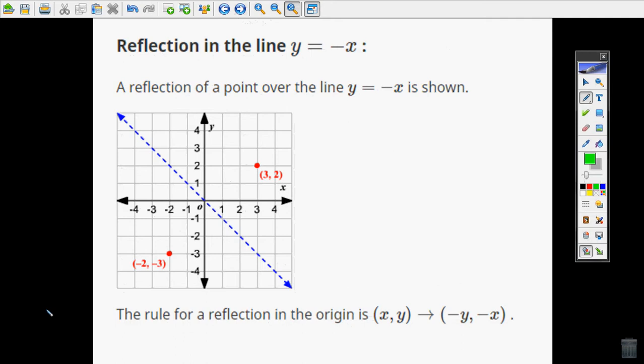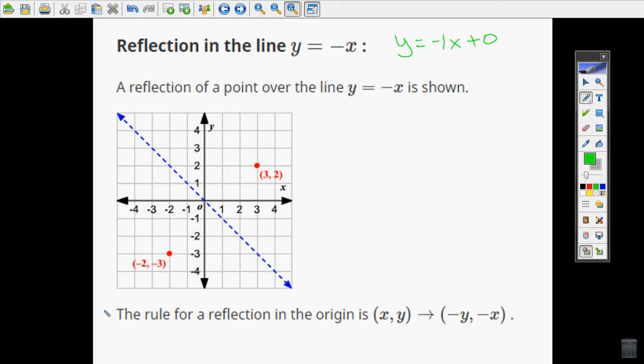All right, and the last rule for you to remember is reflecting over the line y = -x. And again, this is the same thing as saying y = -1x + 0, if that helps you see the equation of the line and where I'm getting that from.